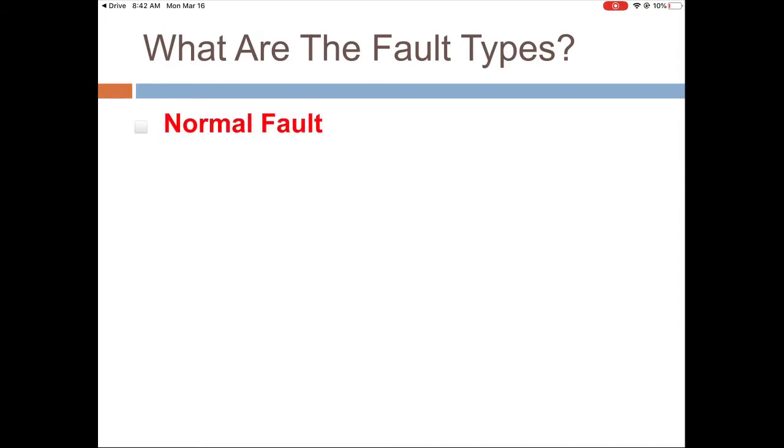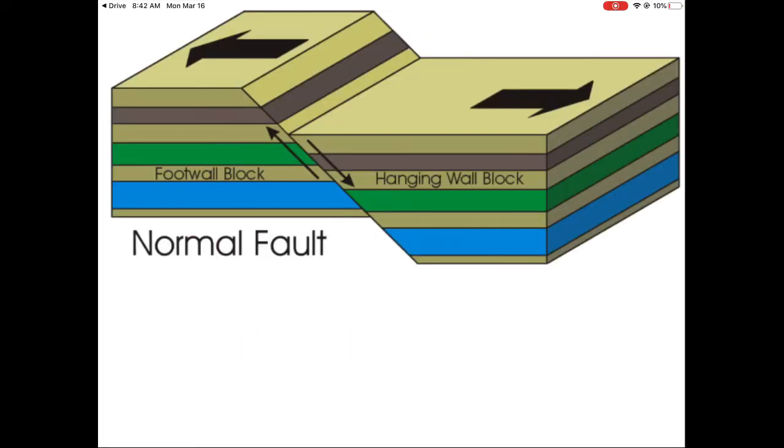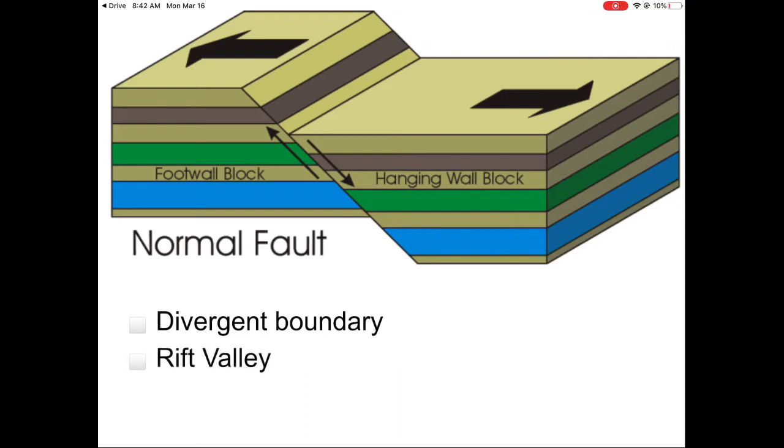Fault types. So there are three types of faults. We've got a normal fault, a reverse fault, and a strike-slip fault. A normal fault is going to happen at a divergent boundary. Okay, so the plates are going to be separating, and we're going to form a rift valley. This picture is really helpful. You can see that one plate slides down the other.